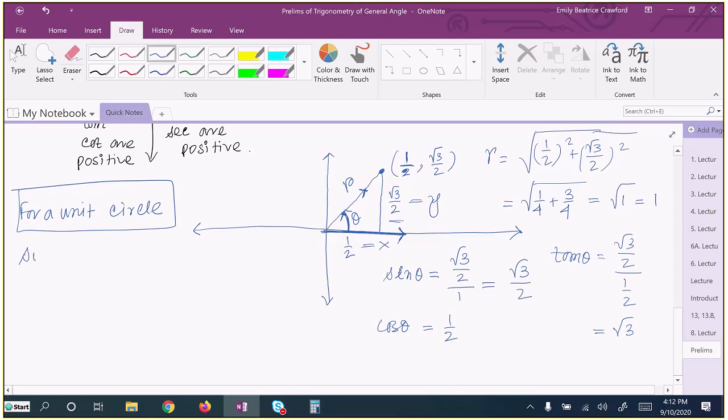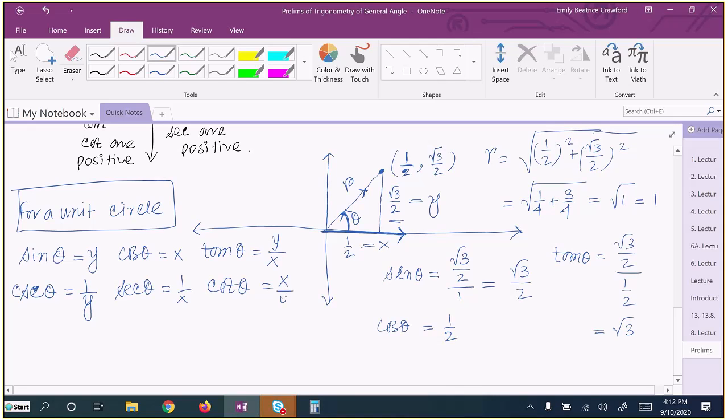I just go ahead and say that whatever the point we are dealing with, sine theta is just the y coordinate of that point. Cosine theta is simply the x coordinate of the point. Tangent theta is y over x. Secant theta, or let's first do cosecant. So cosecant theta is the reciprocal of sine, so it's 1 over y. Secant theta is the reciprocal of x, so that's 1 over x. Cotangent theta is x over y, the reciprocal of tangent theta.